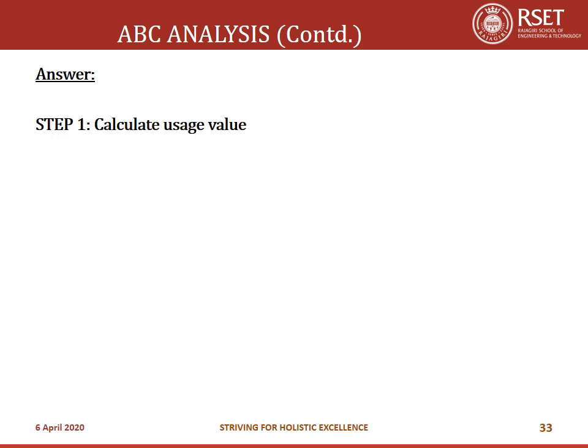As the first step, we calculate the usage value of each item. How to calculate the usage value? You have to multiply the price per unit by the number of units consumed. That is, price per unit times the annual consumption. If you multiply, you will get the usage value of every item.